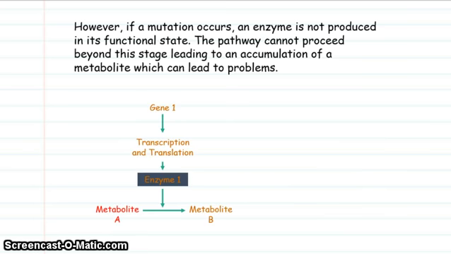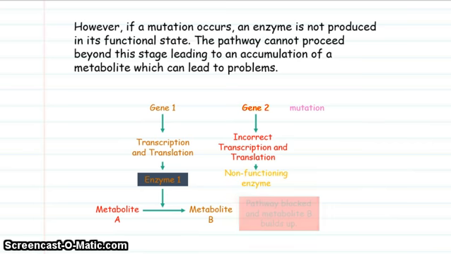Gene 1 is okay, its DNA is intact, no mutations there, so enzyme 1 is produced, so metabolite A is catalyzed to metabolite B. However, let's say gene 2, which is barely visible, a mutation occurs, it's incorrectly transcribed and translated, and of course the enzyme produced is non-functioning. So the levels of metabolite B within the cell might well build up and will cause whatever problems it may.